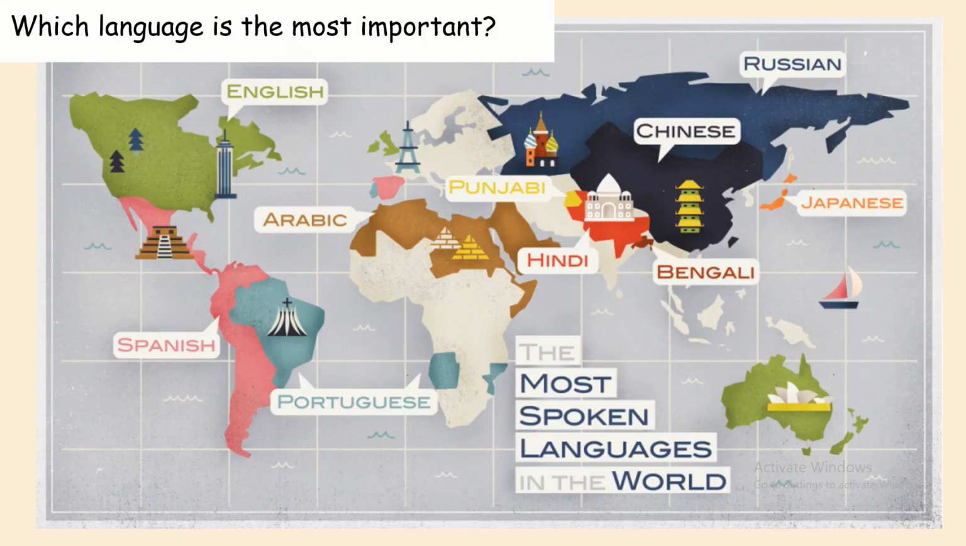Which language is the most important? Again, you can see the most spoken languages in the world are these: English, Arabic, Spanish, Portuguese, Hindi, Punjabi, Bengali, Chinese, Russian and Japanese. These are the most spoken languages in the world, and all these languages are important.